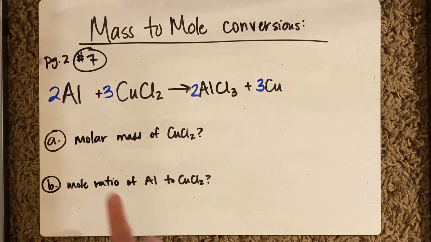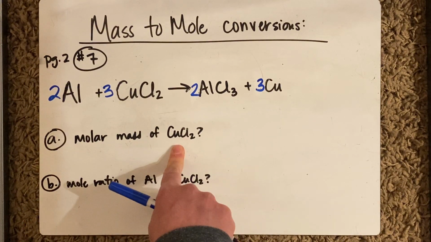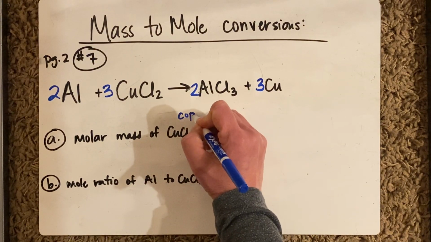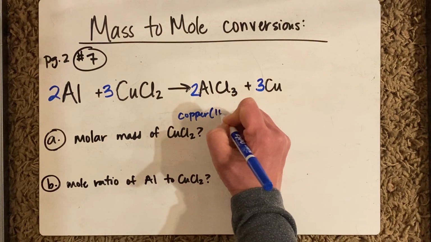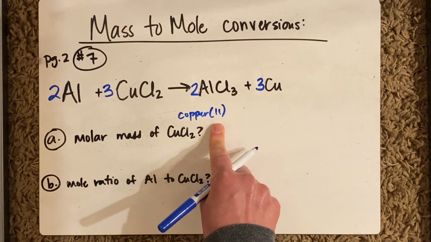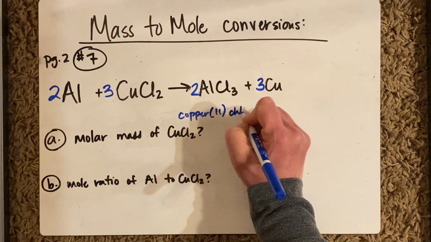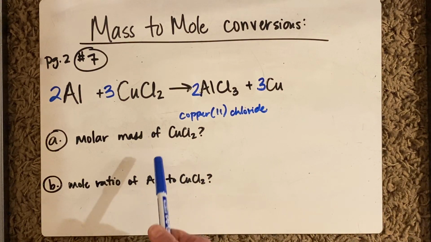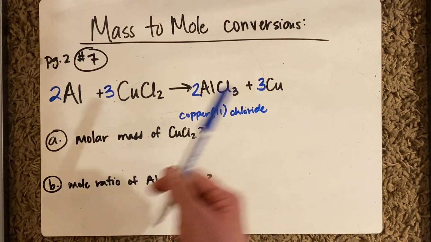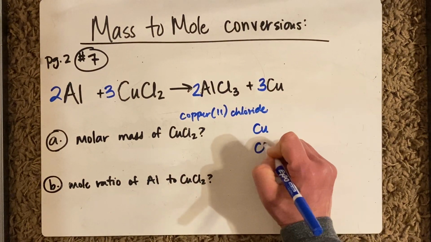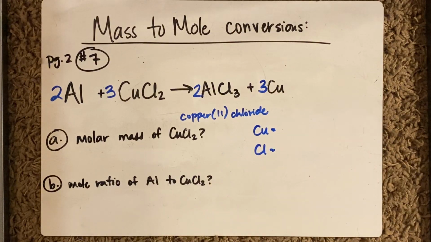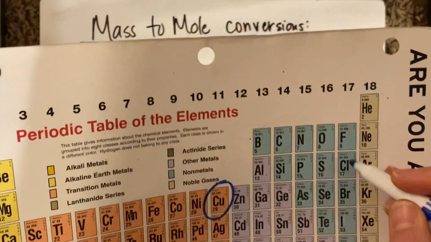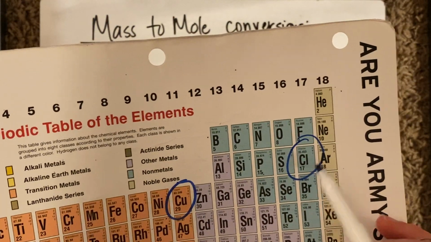Okay, first question on A is, what is the molar mass of copper 2 chloride? Remember when I'm saying copper 2 chloride, that means that copper originally had a +2 charge, indicated by a Roman numeral. And so that's why I'm saying it as copper 2 chloride. Okay, first thing is mass. So mass we're going to get from our periodic table. We're going to look at the masses of copper and chlorine. So copper's mass is 63.55, and chlorine's mass is 35.45.